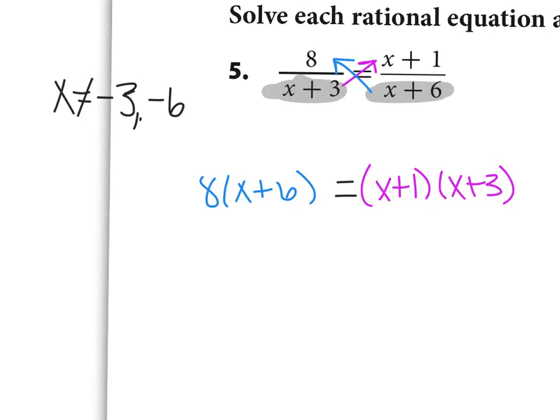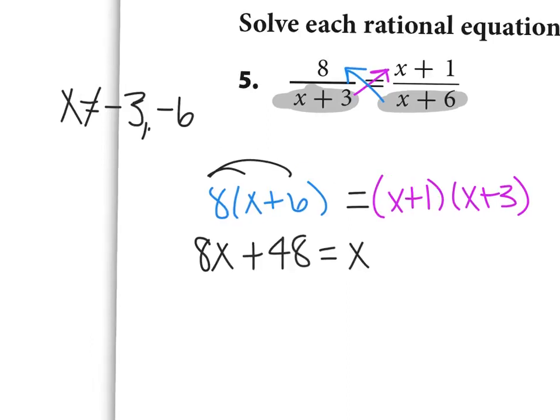FOIL, distribute, I need to eventually solve. So if I FOIL, 8 times x would be 8x and then 48, equals x squared plus 4x plus 3. And you can FOIL that out. Some of you need to go through and FOIL that out every step. If you FOILed it, it's x squared plus 3x plus 1x plus 3. And you can combine that 3x and that 1x together and get 4x.